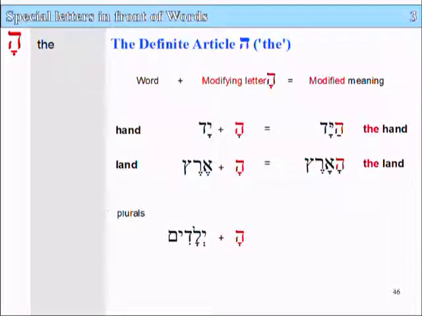Let's have a look at the plurals. If we have the word yeladim, which means boys or children, male children, and we add the Hey, we get the children, ha-yeladim. They're boys, they're children.